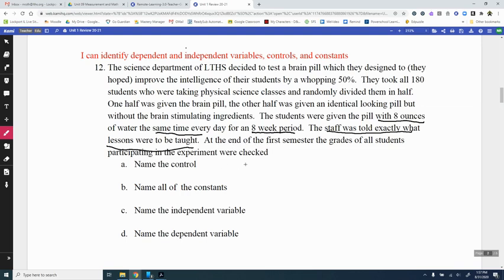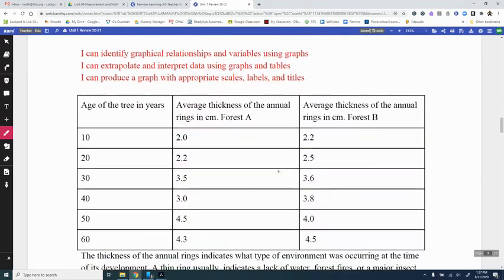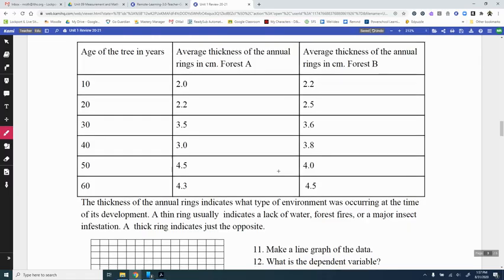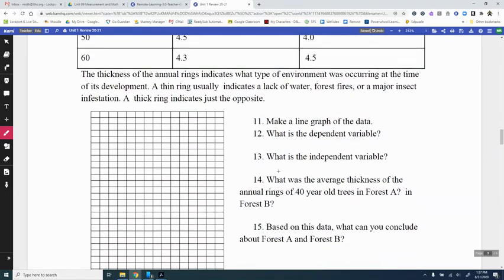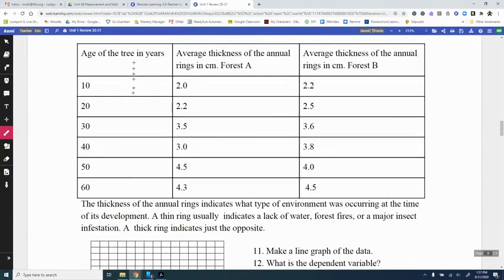It doesn't actually say exactly how they were checked, but whatever the results of them being checked were, that was our dependent variable, okay? Okay, so here we are going to make a graph. So we have age of the tree in years, average thickness of A, average thickness of B.